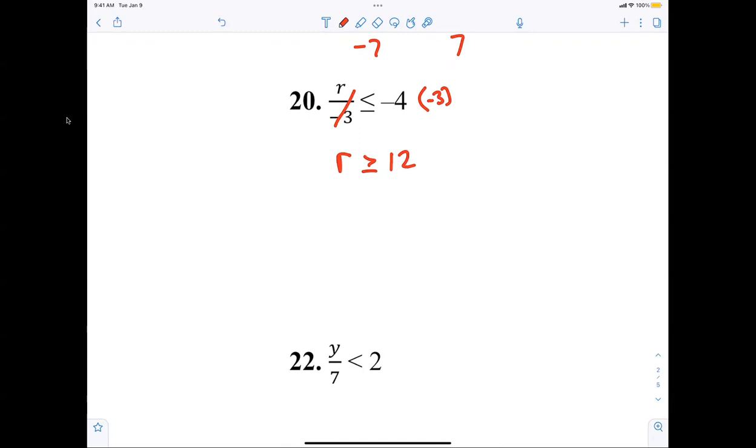Lily, how do I graph that? So you put -12 and 12. And then what? You do a full circle over 12, and an arrow pointing to the right. Perfect, perfect, perfect.